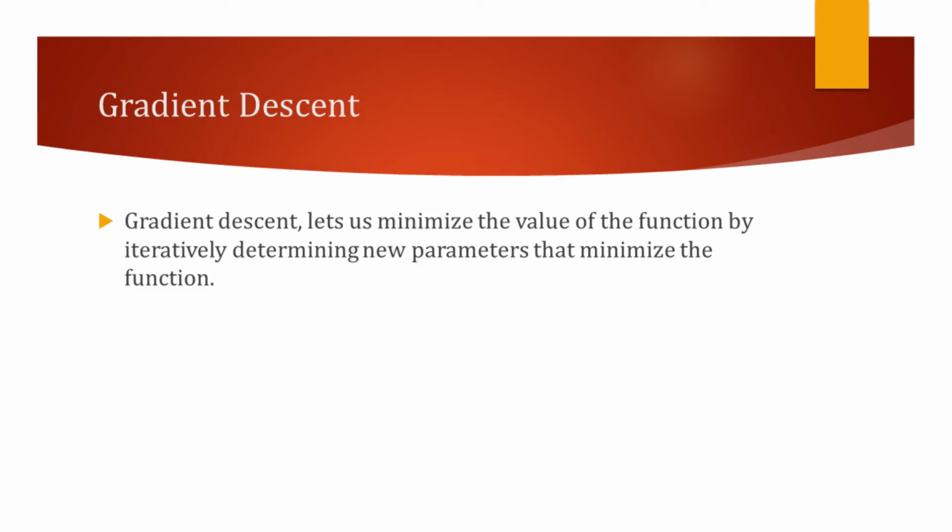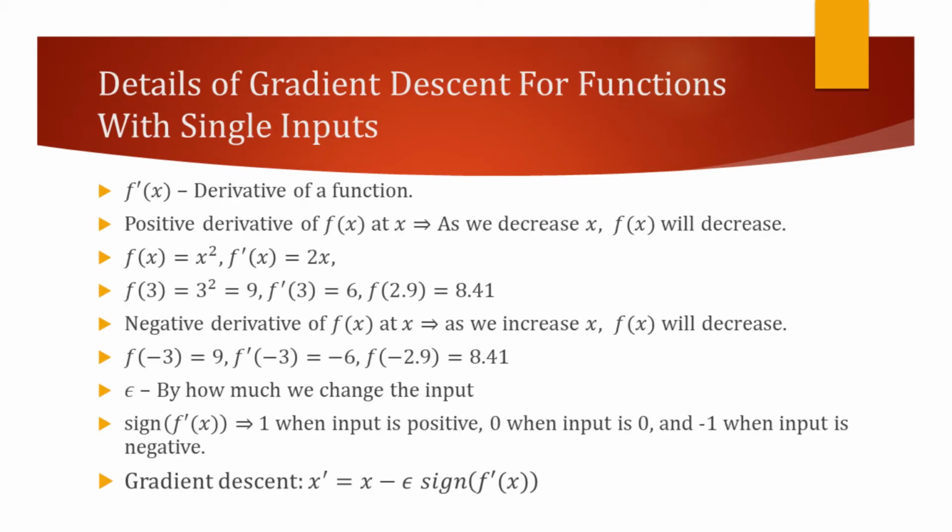Gradient descent lets us minimize the value of a function by iteratively determining new inputs that minimize it. We will now consider the technical details of how gradient descent works, and then do an example where we minimize functions using gradient descent. Before we consider the formula for gradient descent, we should consider its component functions.